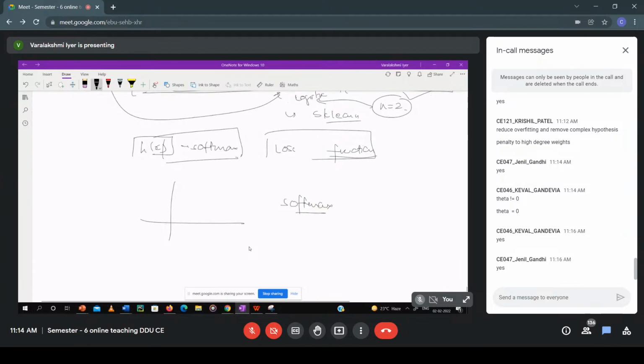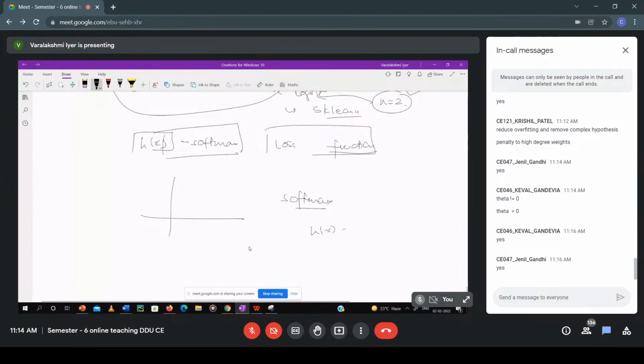So your hypothesis function will be updated to something like this: e raised to z i upon summation of i equals 1 to C of e raised to z, where C is the number of classes. That is what it is for a particular class.